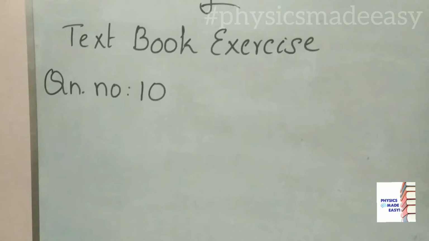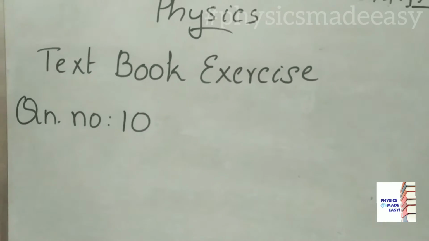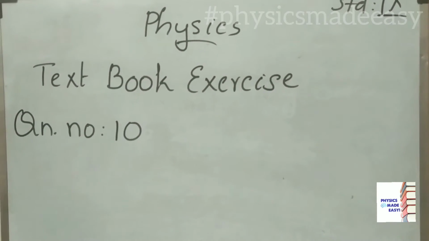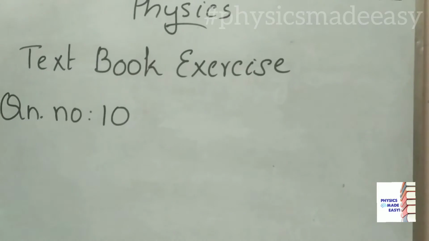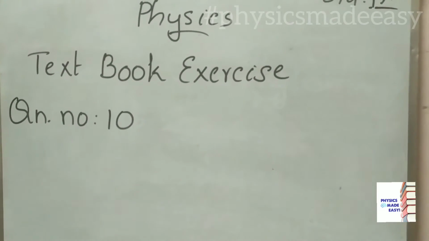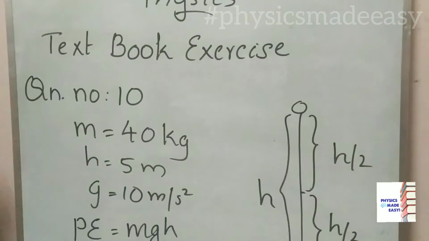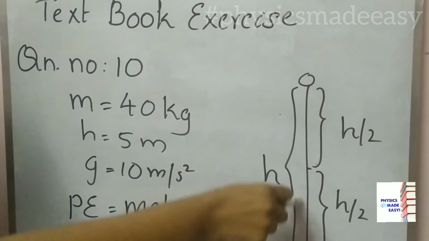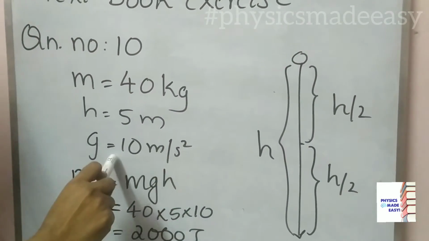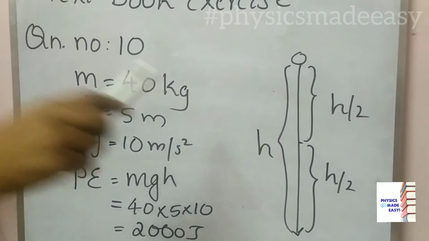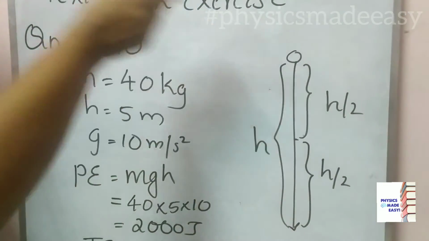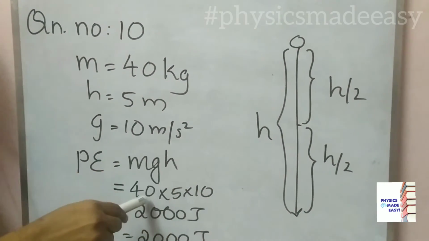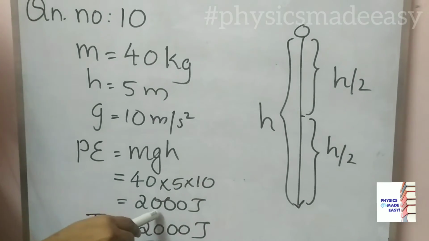An object of mass 40 kilogram is raised to a height of 5 meter above the ground. What is its potential energy? If the object is allowed to fall, find its kinetic energy when it is halfway down. Listen children, here an object having mass 40 kilogram is raised to a height of 5 meters. Okay, acceleration due to gravity is also given here. After raising that, we have to find the potential energy of that object. Potential energy is equal to mgh, 40 into 5 into 10, that is equal to 2000 joule.